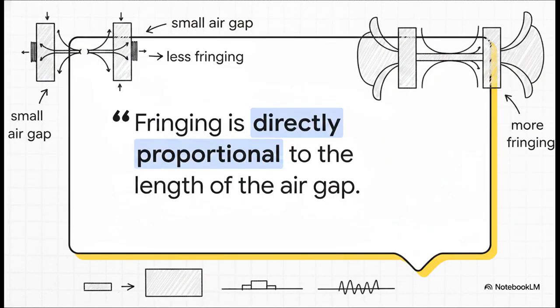And here is a critical rule of thumb to remember. The wider that air gap is, the more dramatic the fringing effect will be. So a small, tight air gap will have less fringing, while a longer one will cause those flux lines to bulge out a whole lot more.